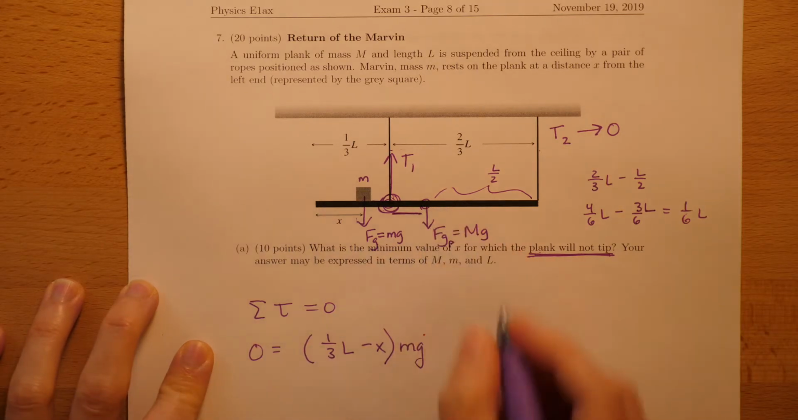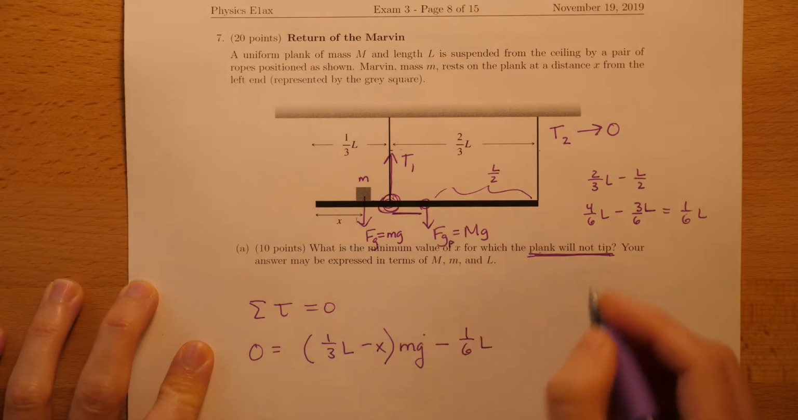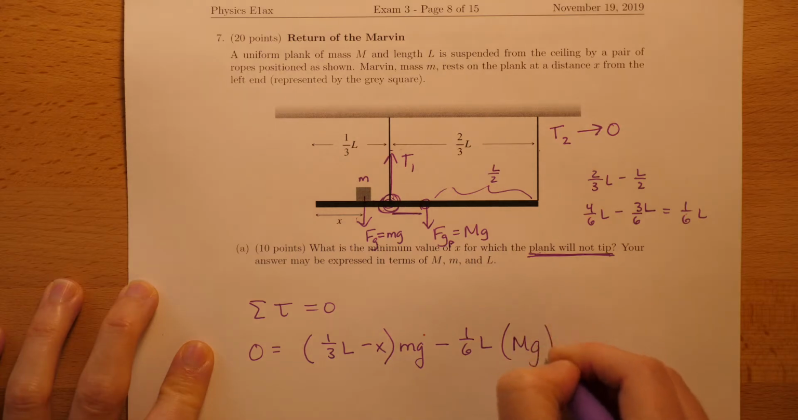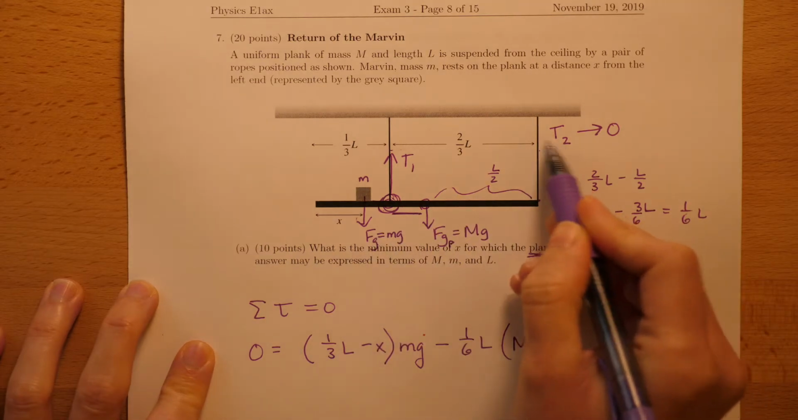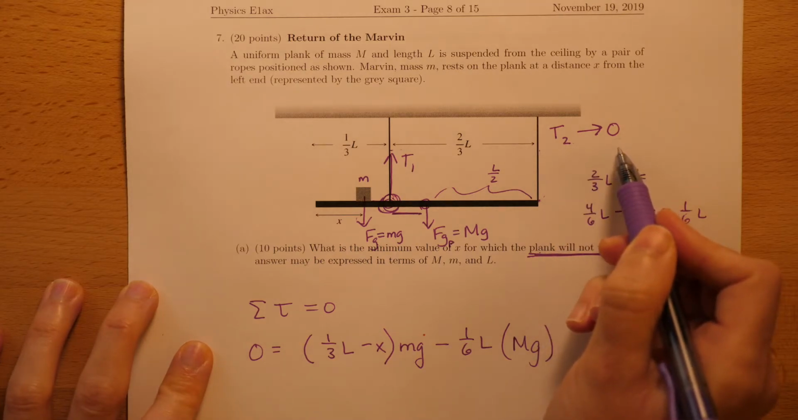This is a clockwise torque, so it'll be negative. So we'll do 1/6 L, and then multiply by the weight, which is Mg. And then we have this last force over here, but it's gone to 0. So if the force is 0, then there's no torque.